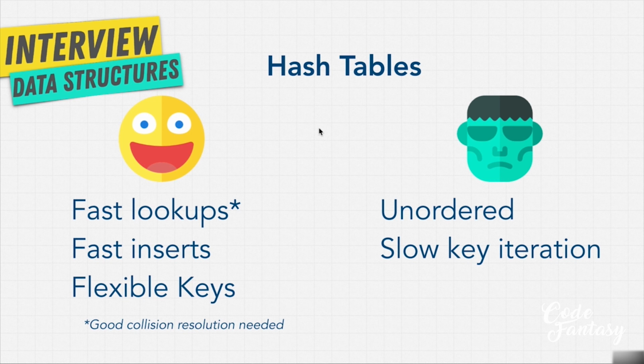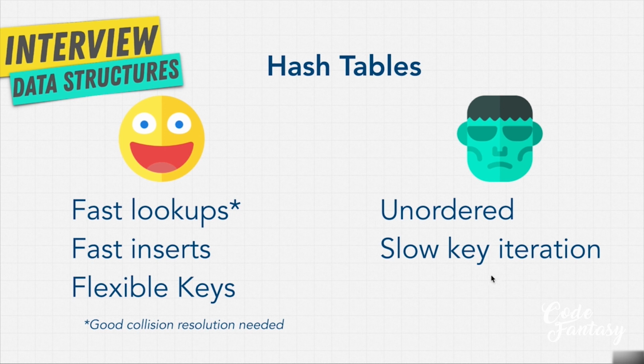In this section, we learned that hash tables have really fast lookups, but remember, we need a good collision resolution. Usually, we don't need to worry about this because our language and computer underneath the hood take care of that for us. It allows us to do fast inserts, and depending on the type of hash tables, such as maps in JavaScript, we can have flexible keys instead of an array that has 0, 1, 2, 3, just numbered indexes. The downside with hash tables is that it is unordered. It's hard to really go through everything in order, and also it has slow key iteration.